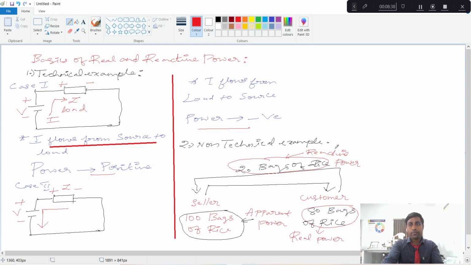And now you can easily relate. So if this seller is giving 100 bags of rice to the customer, but this customer is only utilizing the 80 bags of rice and he is returning back 20 bags again to the seller. And what happens to these 20 bags of rice? This is actually a loss to the seller, because all the transportation costs were taken care of by the seller. This customer is only receiving.